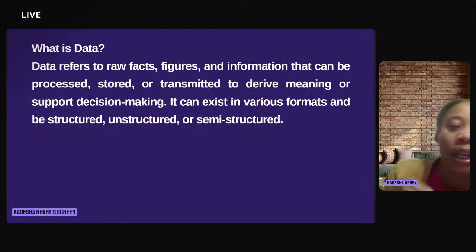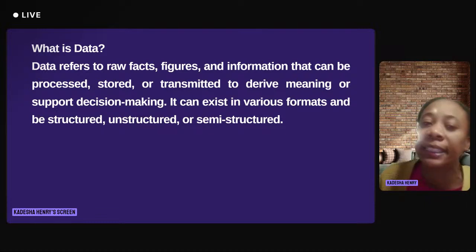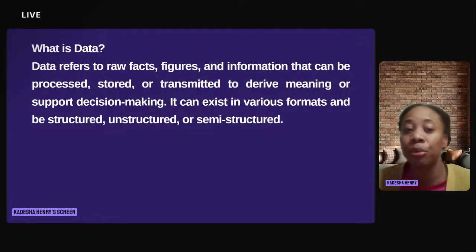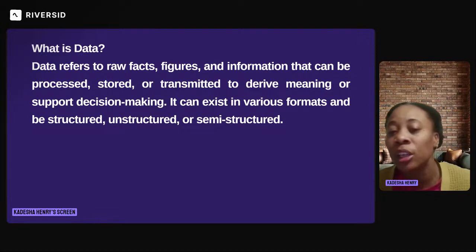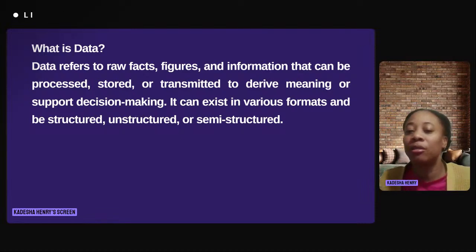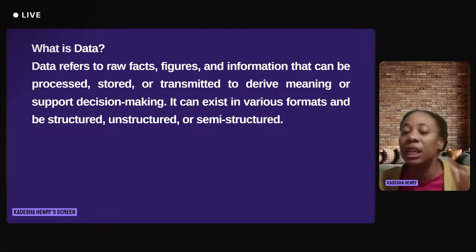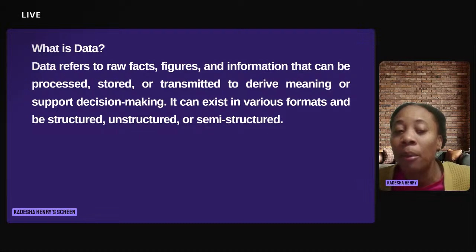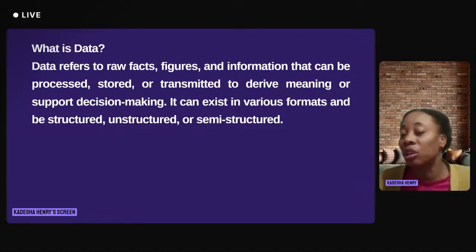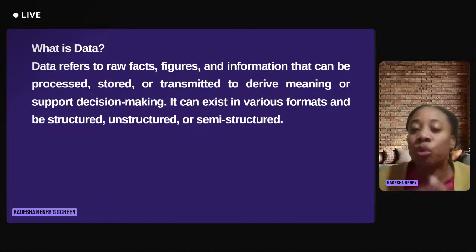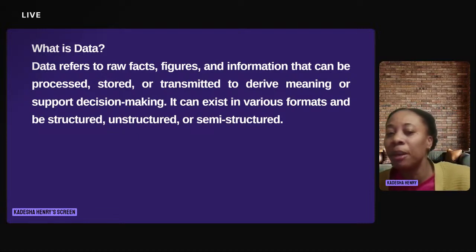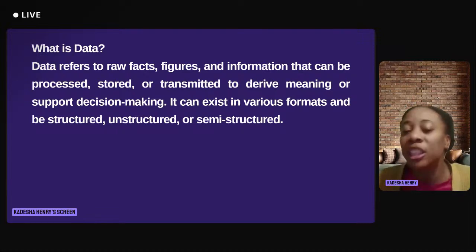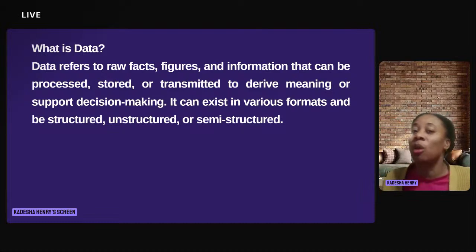So when we talk about data, we're saying data refers to raw facts, figures, and information that can be processed, stored, or transmitted for different purposes, right? To make decisions, you know, in all of those things. And it comes in various formats. It can be structured, unstructured, or semi-structured. So they are raw data, facts, and information that can be processed, stored, and used for decisions. It supports decision making. So that's what we'll say data are.